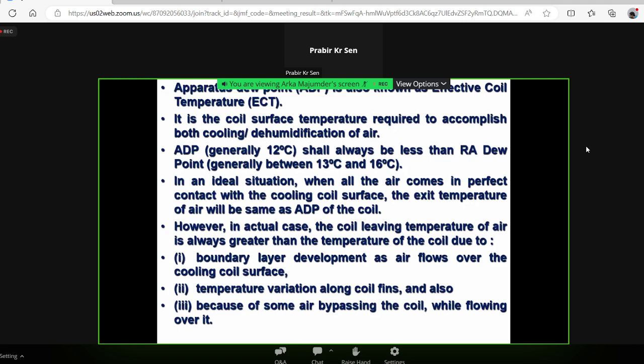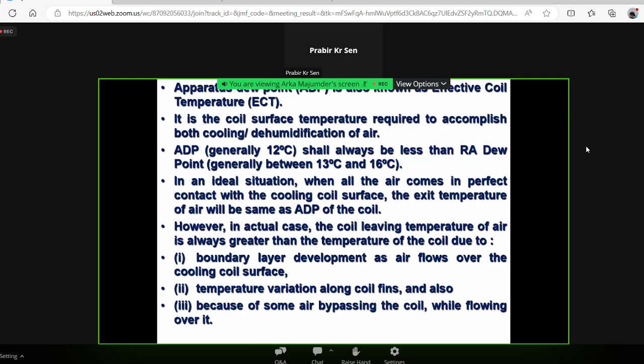Then, what else makes the outlet temperature higher than the cooling coil temperature? Because of the temperature variation among the fins. The location of the fin where it is fitted with the copper tube, through which the chilled water or the cold refrigerant passes, is the coldest. As you move further from that location, the temperature of the fin is not the same, it increases because it is farther away from the cold source.